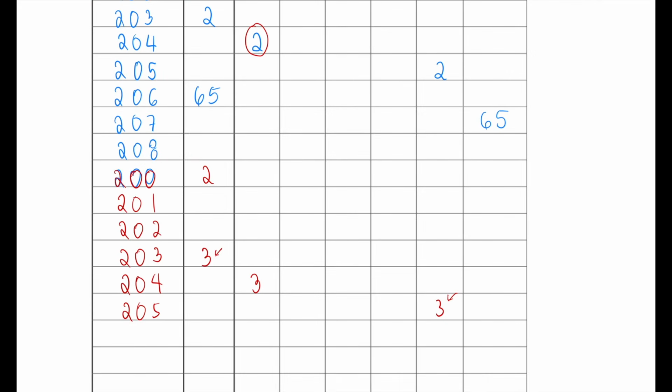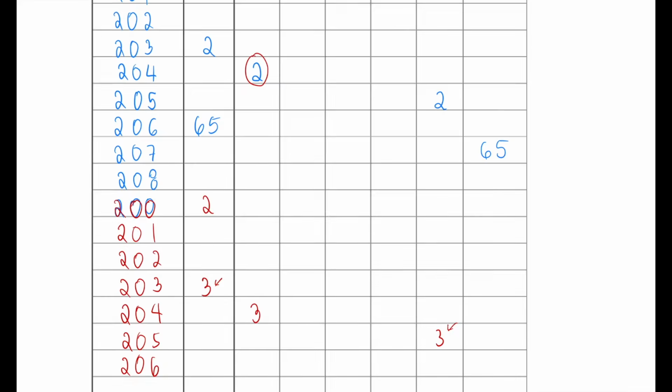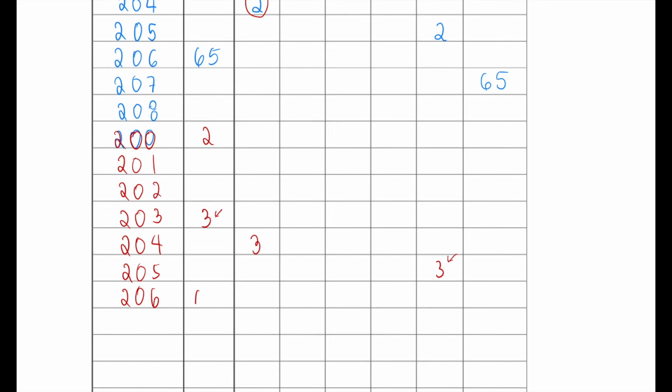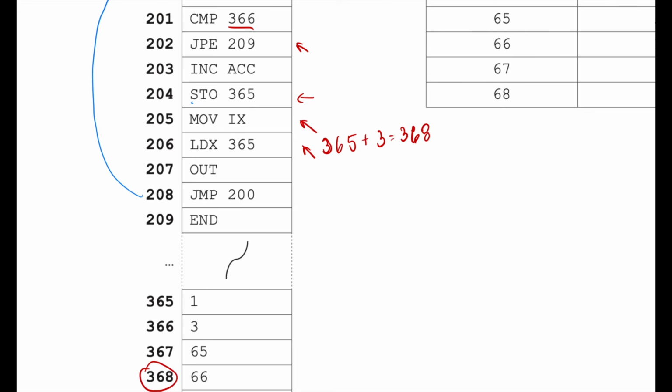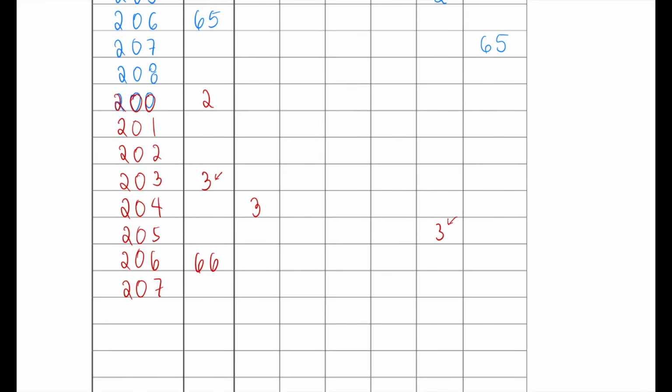So for line 206, in the accumulator column, we're going to write 66. Then we go to line 207 and output, so output the contents of the accumulator. So we're going to output 66.